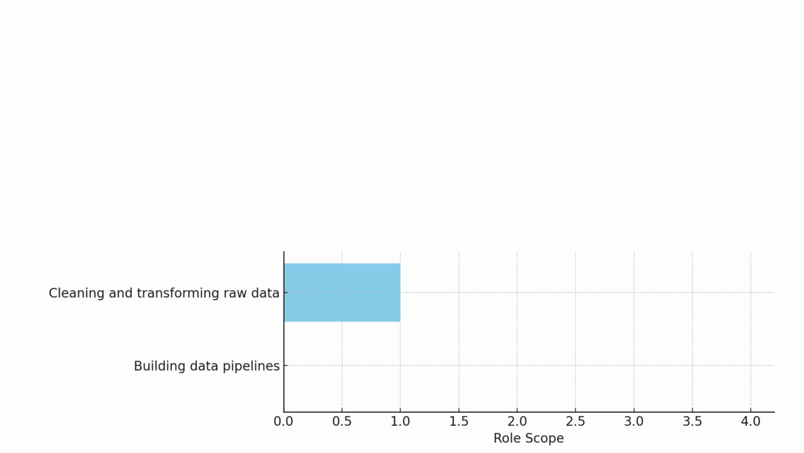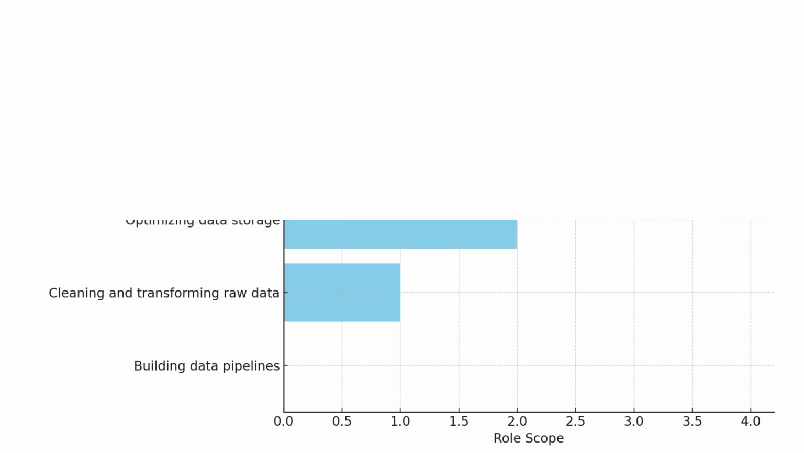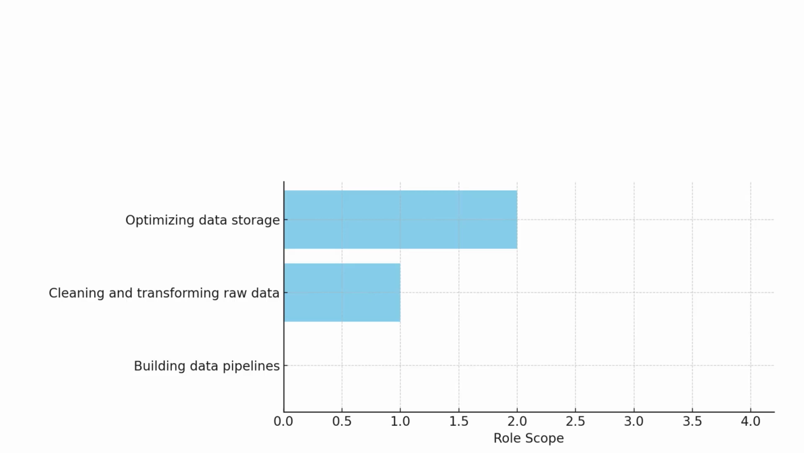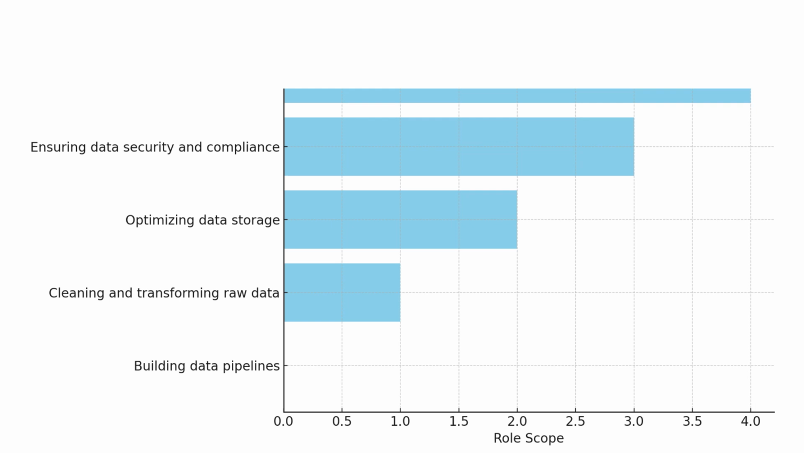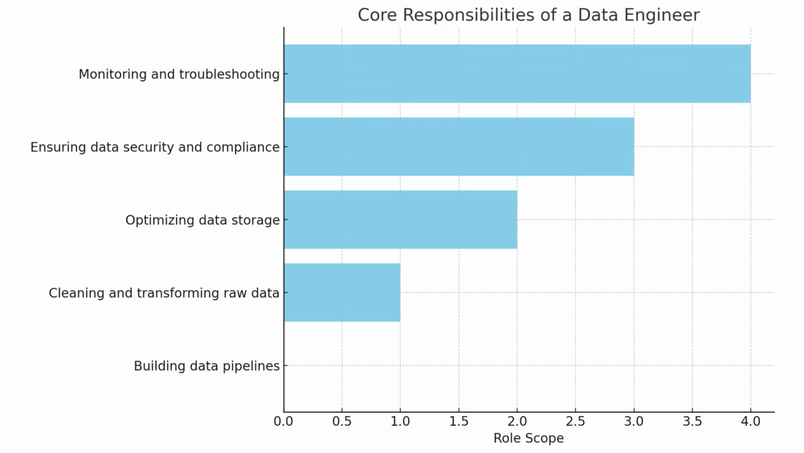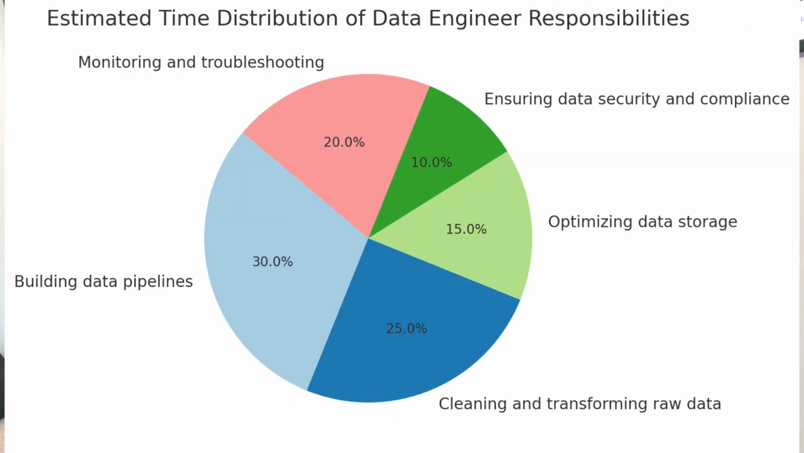We are there to clean and transform raw data. We're converting raw, messy data into structured, usable formats for our analysts and scientists. We're there to optimize data storage, ensuring that the data is performant and cost-effective in the databases that house them. Ensuring that data is secure and compliant. We are there to manage permissions, encryption, and monitor regulatory standards. Monitoring and troubleshooting, keeping pipelines running smoothly and debugging failures.